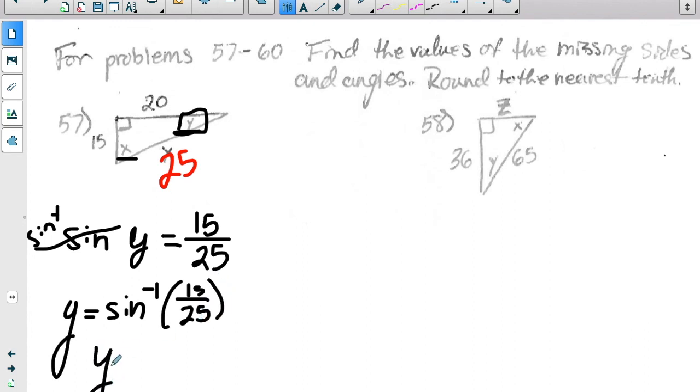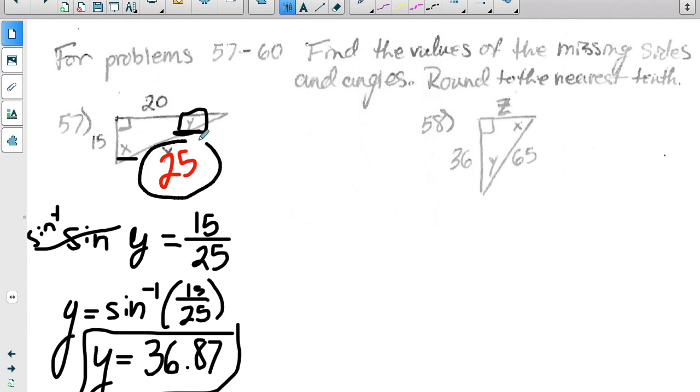And at this point here, we can plug that into the calculator. We can do sine inverse of 15 over 25. And if we take that and type it into the calculator, we would get that y is equal to 36.869 or 87. So we found one of our missing side lengths is 25. We found the other missing angle, or one of the missing angles, is 36.87. Now we just need to find the other angle.